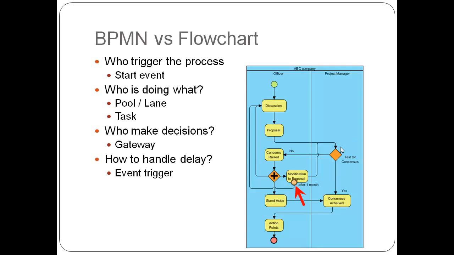And how to handle the delay? We have the timer trigger here, and you can have the trigger say that one month later we will go back to discussions automatically. You can imagine, if you have the information system implemented, the information system will handle this task. In case a proposal hasn't been modified and submitted in a month, it will go back to the status to discuss. And where is the end of the process? It's very clear again, we can find the end event.